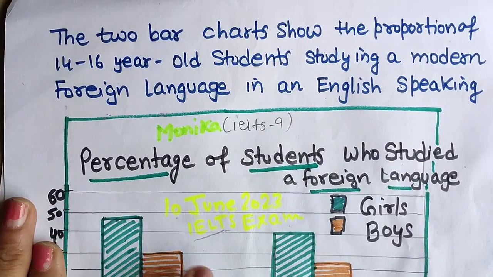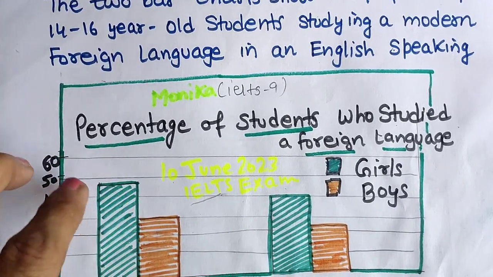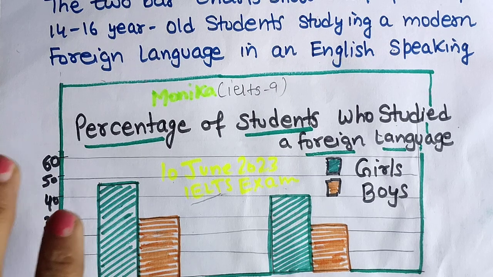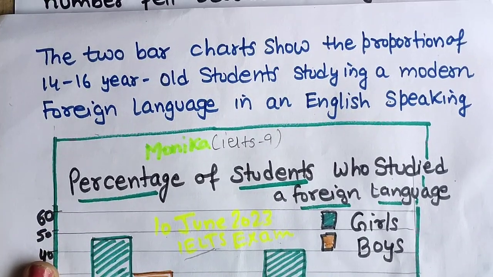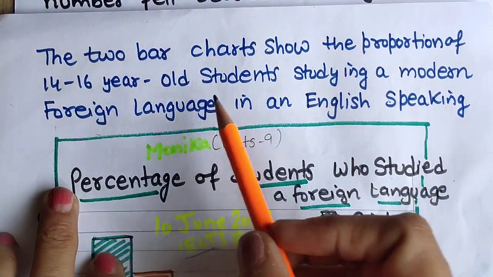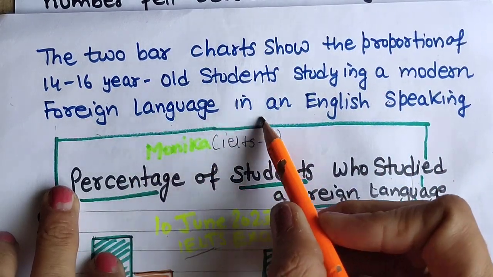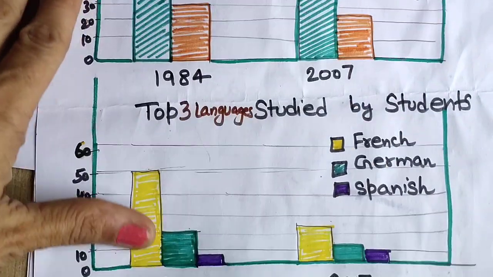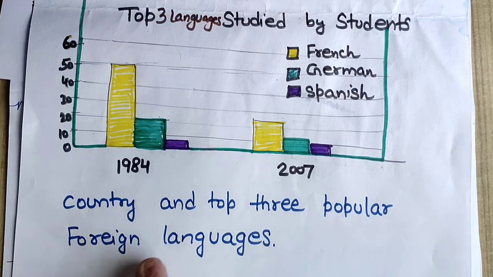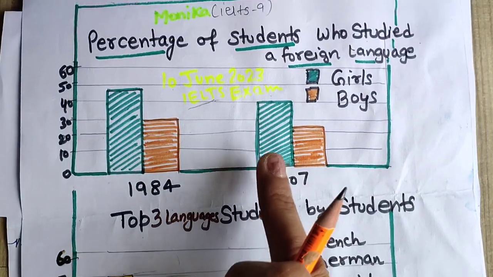Okay, now let's read the question statement first, then I will tell you how to analyze any bar graph or any chart that is already given in writing task 1. The two bar charts show the proportion of 14-16-year-old students studying a modern foreign language in an English speaking country, and top 3 popular foreign languages. So this is the question, and as you can see there are two bar charts.